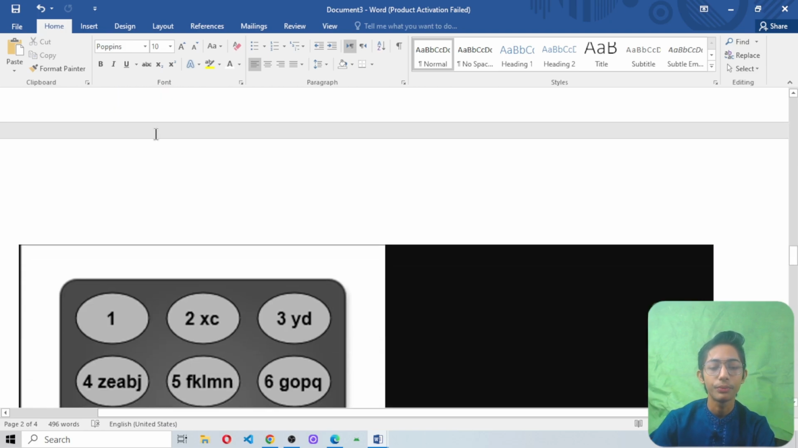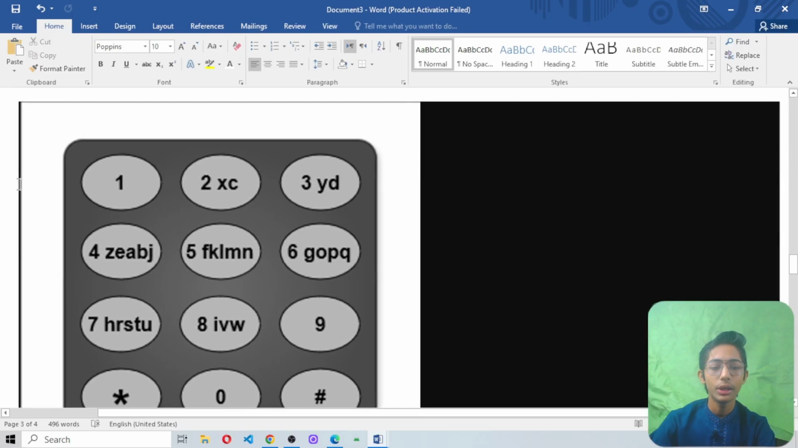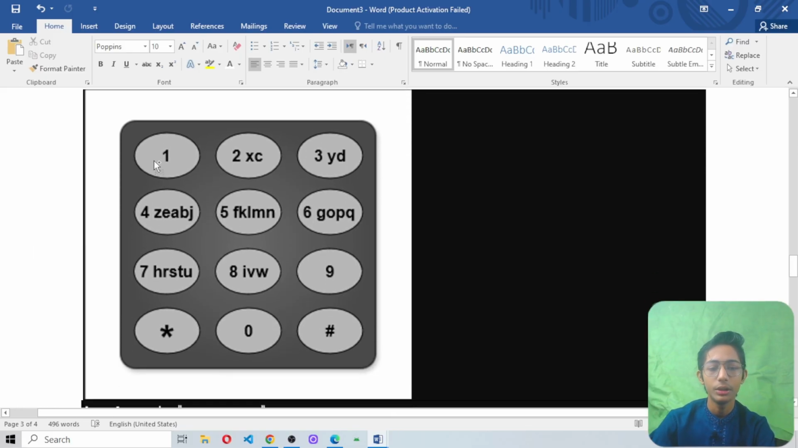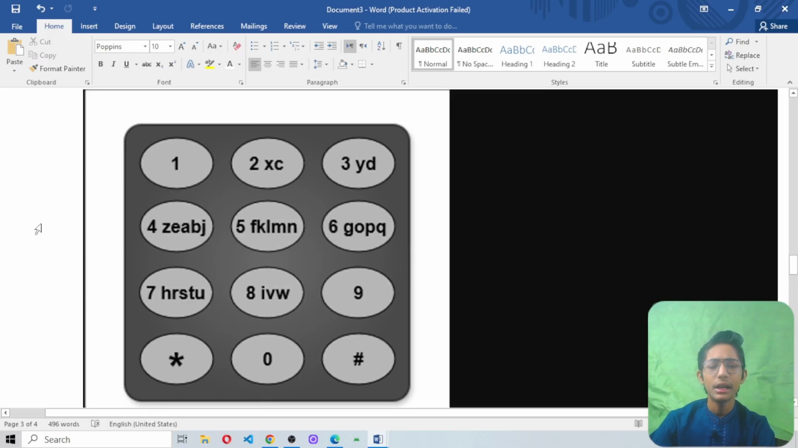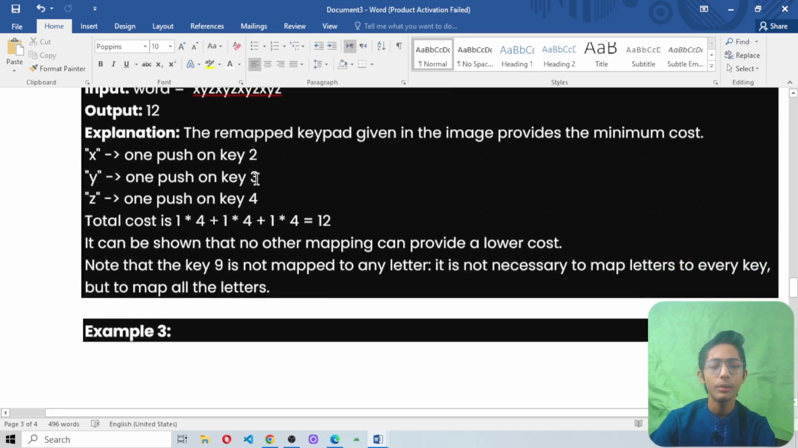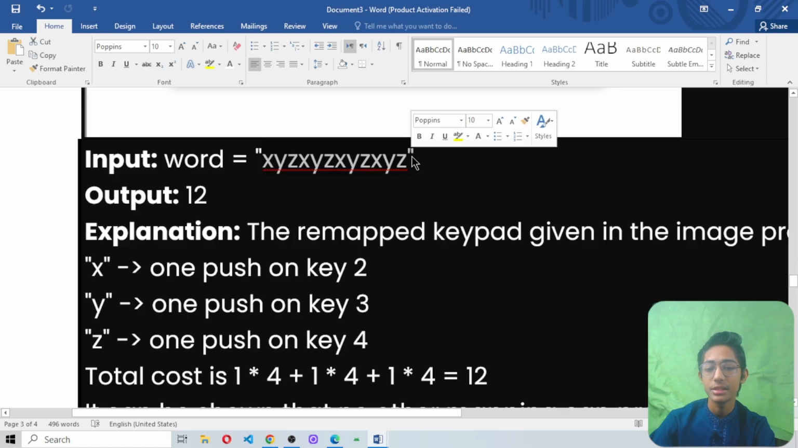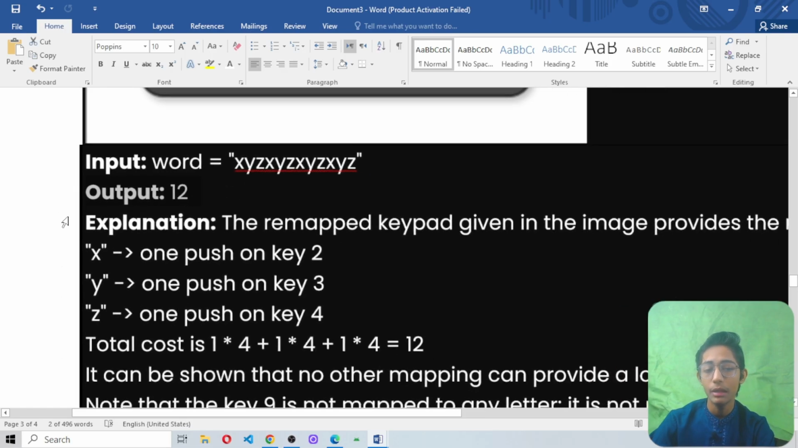For example 2, the diagram shows keys 1, 2, 3, 4 and the letters mapped to them. Below it, the string word is "xyzxyzxyzxyz", and the output is 12. Why?